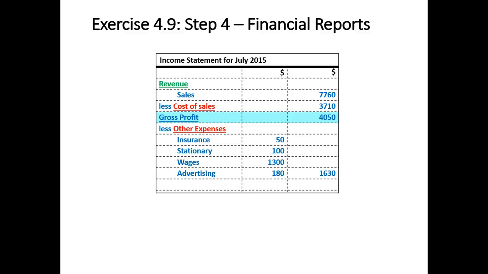And here's our completed income statement. We've got a gross profit of 4050. We're going to less away the other expenses, and that'll give us a net profit of 2,420. Now we're going to need that number in a second. It's going to be important when we do our balance sheet.